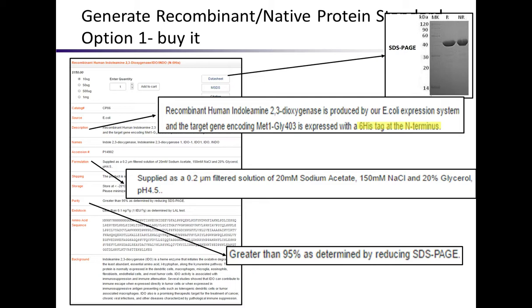I look at their SDS-PAGE gel. I agree with that. And it's a 6xHis tag at the N-terminus. They're very clear. They have the gene encoding Met1 to Gly403, so we know what sequence we're going to get out of there. And they tell us what it's in.